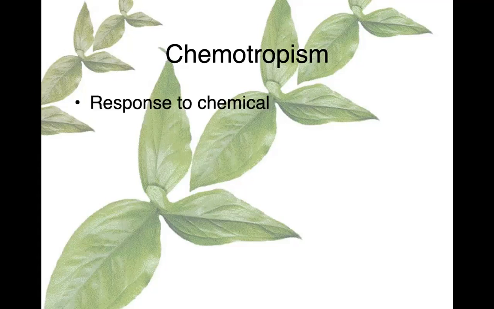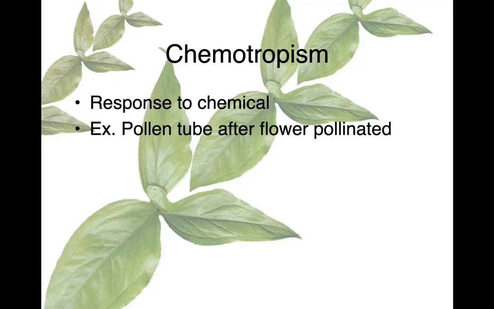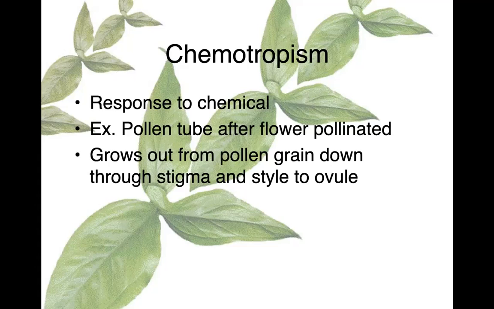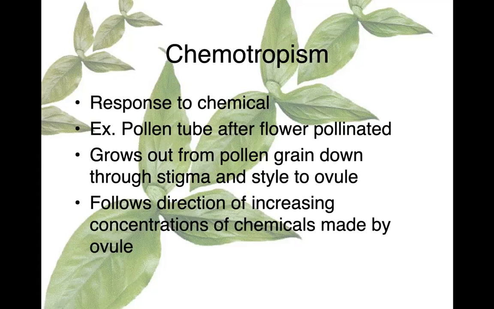And the last tropism is chemotropism, obviously a response to a chemical. An example, the pollen tube after the flower is pollinated. So when the pollen lands on the stigma, you might think, well, how does the pollen tube know where to grow, right? Is it up? Is it down? Is it sideways? How does it know? Because the ovule releases a chemical and the pollen tube grows towards that chemical.